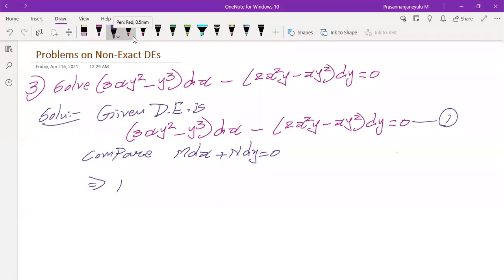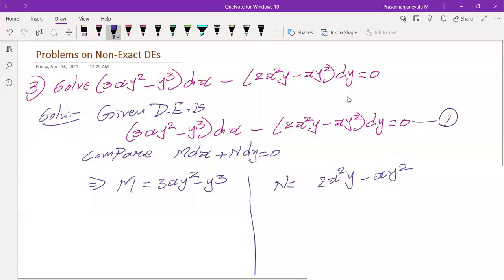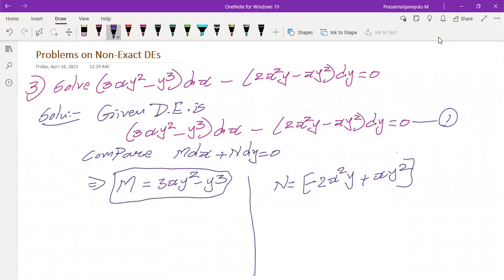What is capital M? So we'll get M is equal to the dx coefficient in the given equation number 1, which is 3xy² − y³. But when it comes to N, the dy coefficient is minus of something, so I will get here minus 2x²y plus xy². Okay, so this is M and this is N. So putting these two things in the boxes. So listen carefully. We are going to discuss all the methods, mixing all.